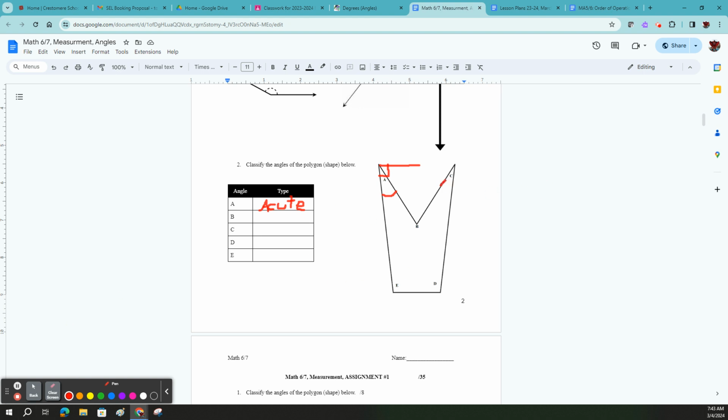We'll jump over to C. We can see that C looks pretty darn similar to A. We can see that it's going to be less than 90 as well. So we'll call that one acute as well. I'll just put an A for speed.